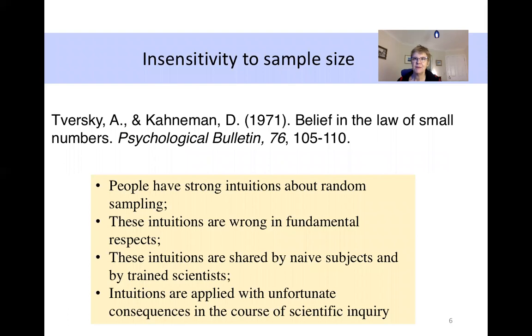But the basic bottom line of their work, they did a series of simple studies showing that people often have very strong intuitions about random sampling, but they're often wrong. And even when they studied trained scientists, they found these false intuitions were really very dominant when people were asked to judge particular situations. And then in scientific inquiry, you would find people would be doing studies where these false intuitions would be percolating through.